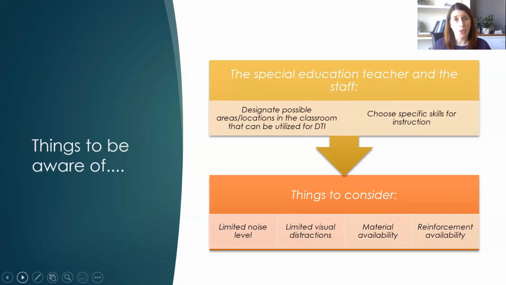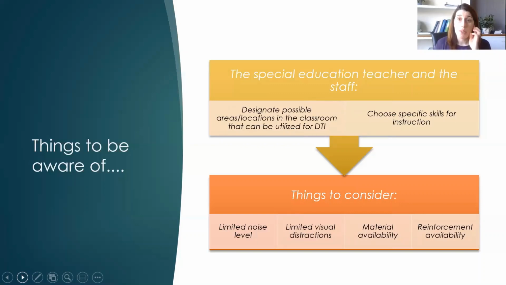You just want to make sure that your learner understands and associates that when it's time for discrete trial instruction, there is that specific area where they go, and their reinforcers are available to them, maybe a token board is available to them, so that they really understand what the expectation is for them to go and do their best learning at that time.